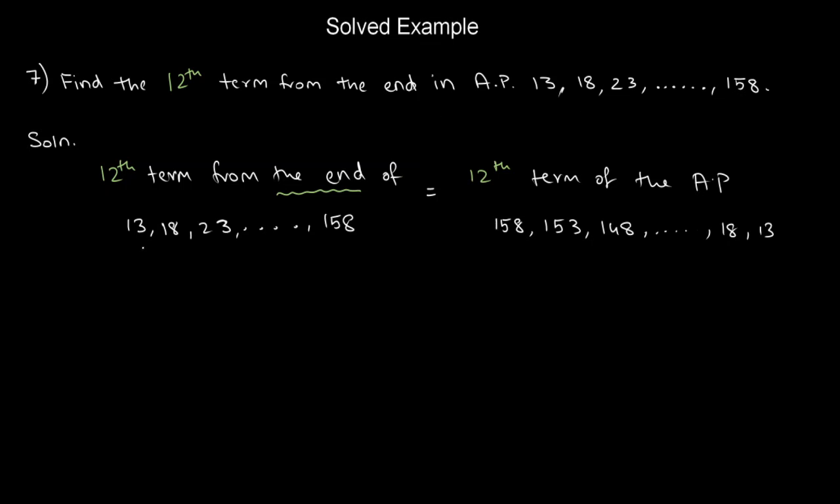The AP in the question was 13, 18, 23 and so on. What I did was I started from the last term, from 158, and went all the way backwards. And so the 12th term from the end is the same as the 12th term from the beginning of this particular AP now, the reversed AP, right? And now for this AP, 158, 153, 148 and so on all the way to 13.